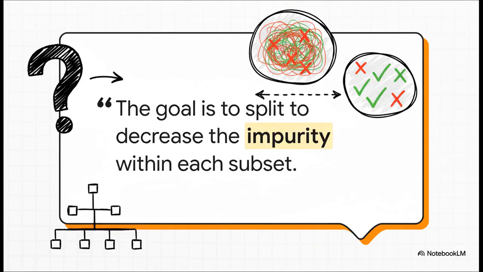The answer all comes down to a concept called impurity. Just think of a group of applicants as impure if it's a messy, random mix of approvals and rejections. A group is pure if it's almost all approvals or almost all rejections. The goal of every single question is to split one messy, impure group into two pure groups.